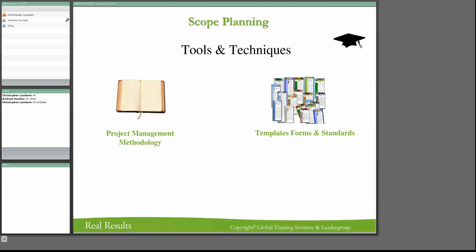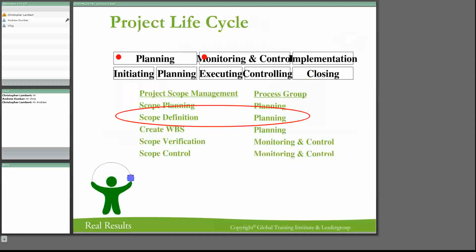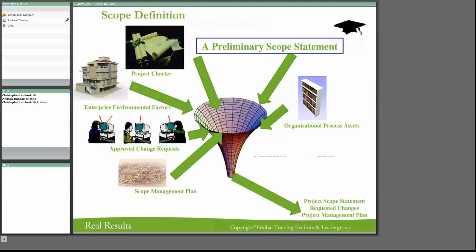So if we want to look at the project definition, there's the second one that we have. Scope definition. That's also in planning, and what it does is it helps us with coming up with a scope statement and the requested changes and the project management plan. So it'll be an updated project management plan, but there's a lot of inputs into this one. Obviously, it's the preliminary scope statement again, the organizational process assets, the environmental factors, and then approved change requests, and obviously the scope management plan.